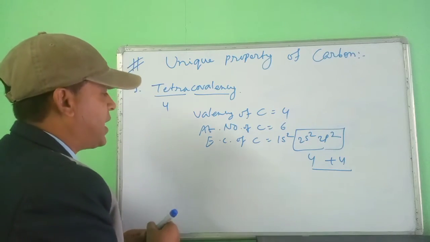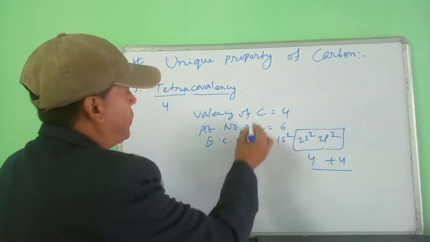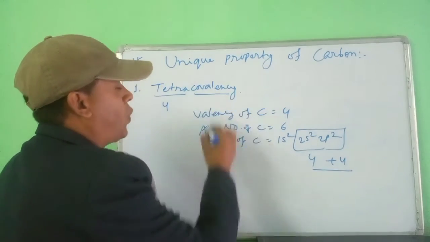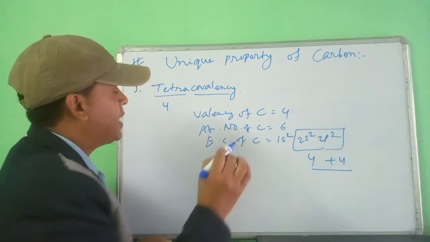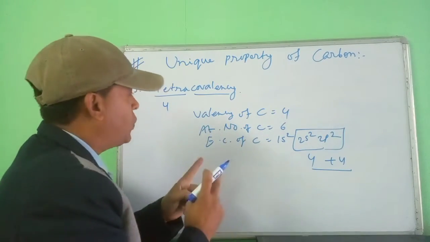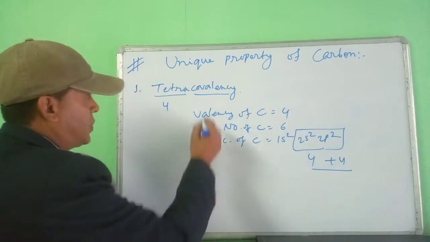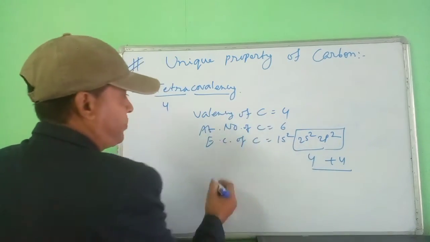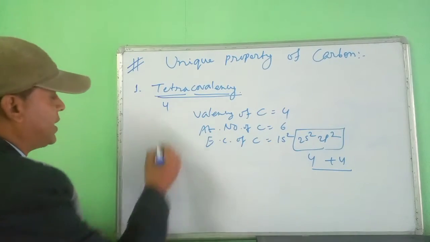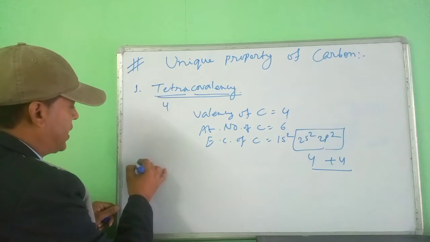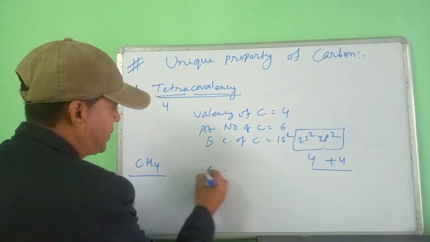The mutual sharing of electrons is the phenomenon that makes a covalent bond. So during covalent bond formation, there is mutual sharing of electrons between two similar atoms or different atoms also. So that's why we have tetracovalency.